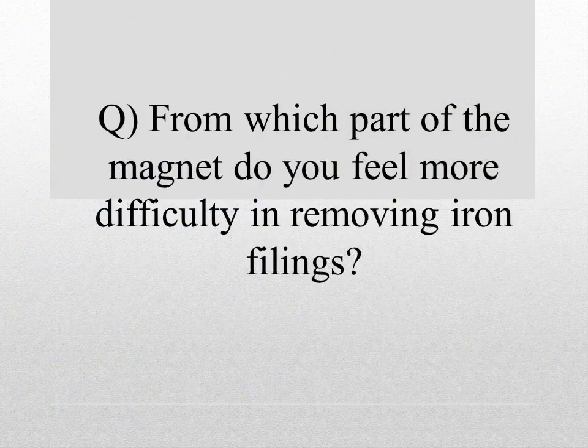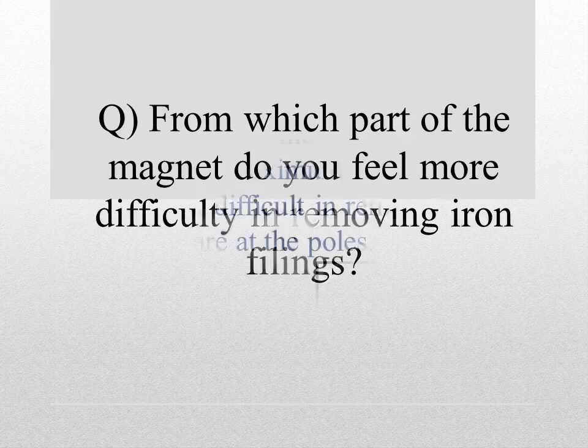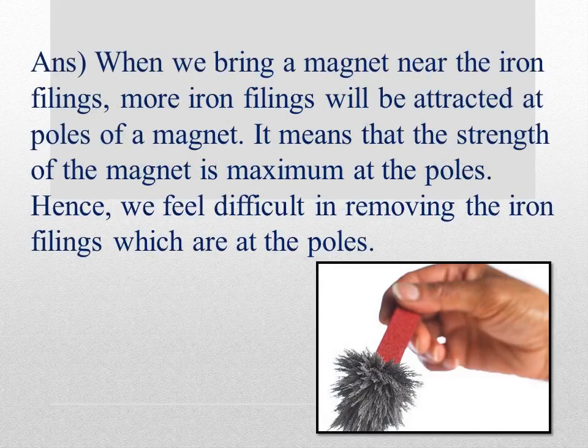From which part of the magnet do you feel more difficulty in removing iron filings? When we bring a magnet near the iron filings, more iron filings will be attracted at the poles of a magnet. It means the strength of the magnet is maximum at the poles. Hence, we feel difficulty in removing the iron filings which are at the poles.